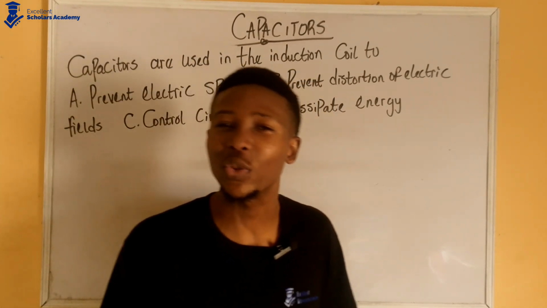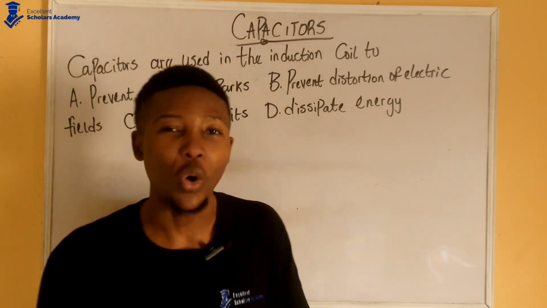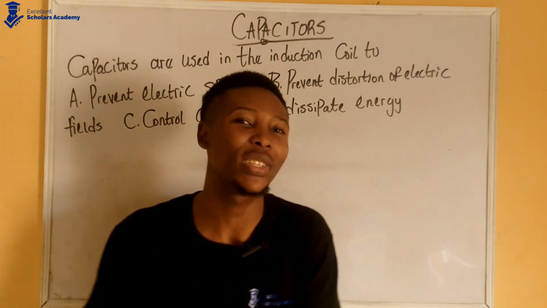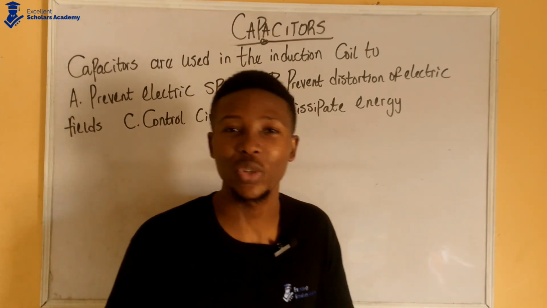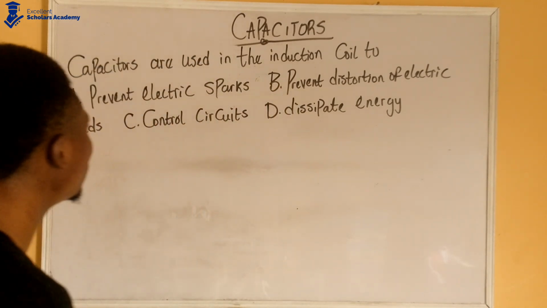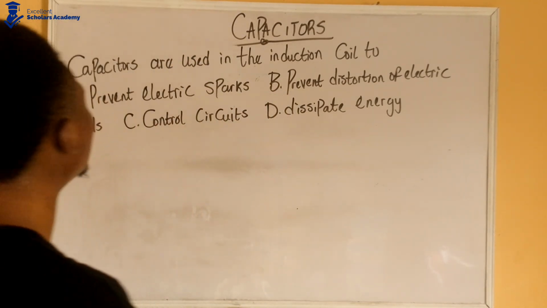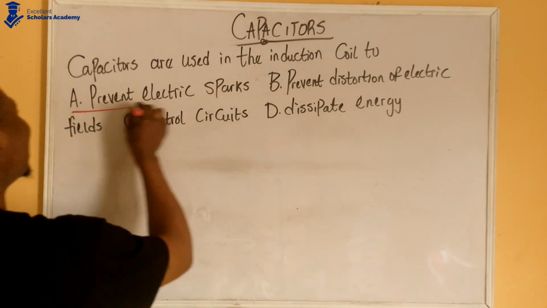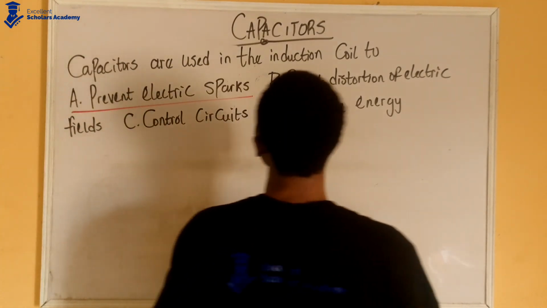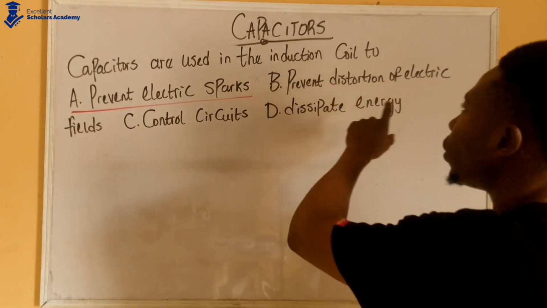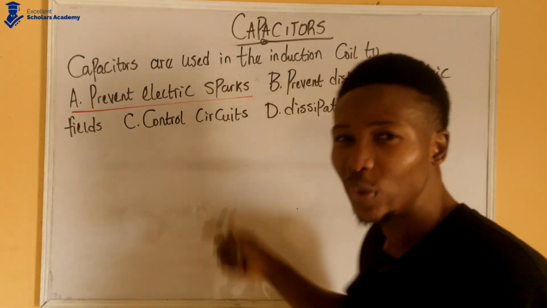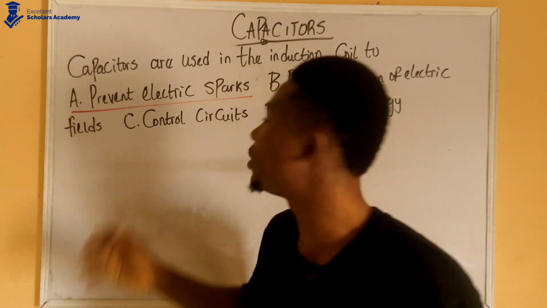A capacitor is a device that stores electrical energy or electric charge. It is used for fluctuation also in electronic circuits. It is used for circuit filtering and so on and so forth. Now, the only thing that it is used to do here is to prevent electric sparks. So capacitors are used in induction coil to prevent electric sparks. So that's the answer.